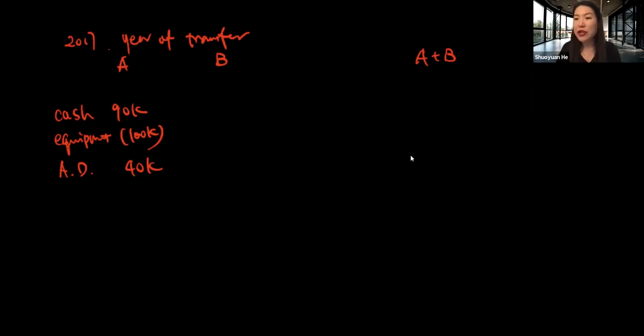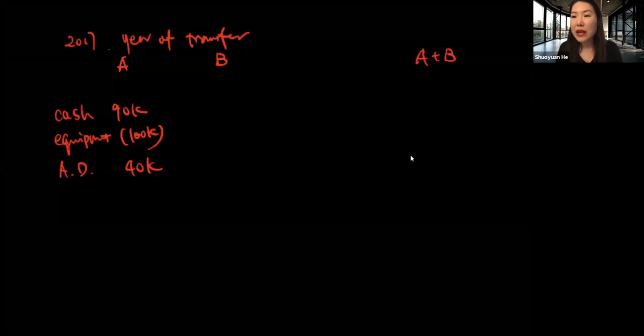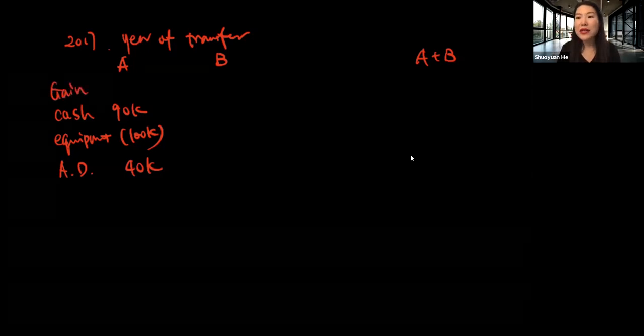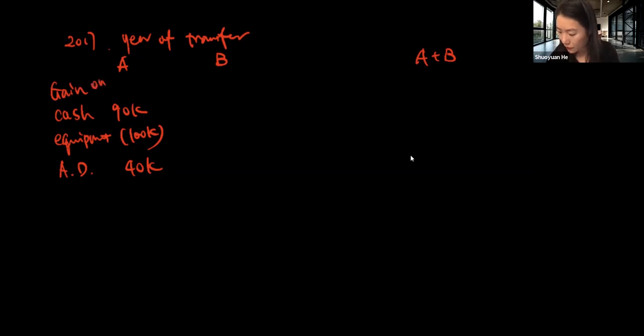And then this journal entry doesn't balance. Why doesn't it balance? Because Able is selling equipment which has a 60,000 book value at 90,000. So Able is actually making a 30,000 gain from selling this equipment. So we need to record the gain on sale of equipment for 30,000. So now this journal entry balances. So this is Able's journal entry.